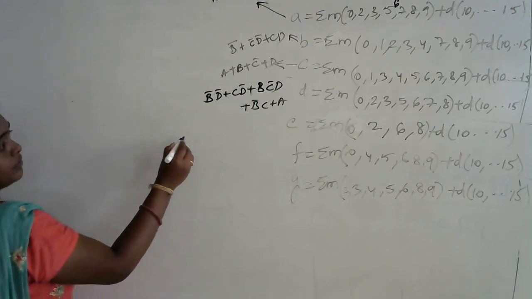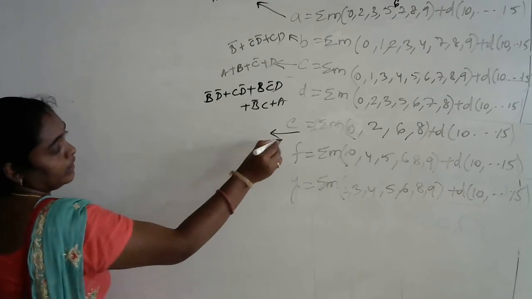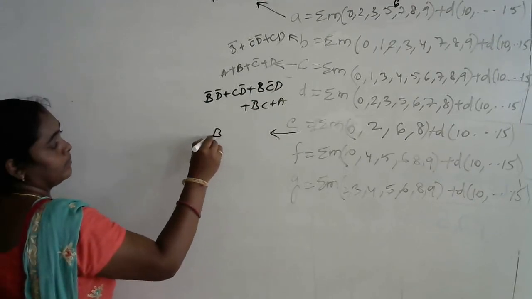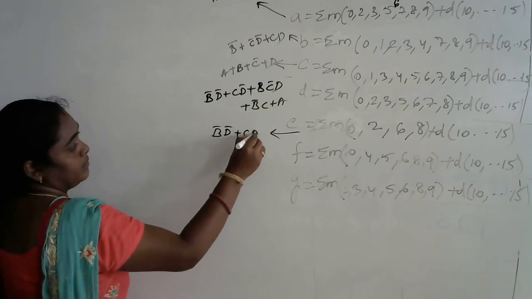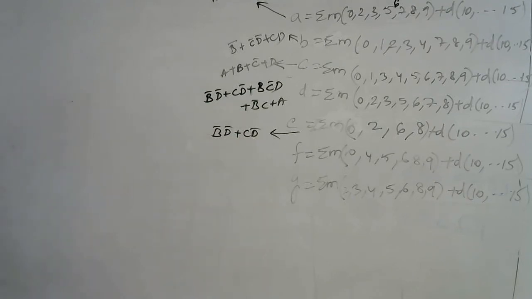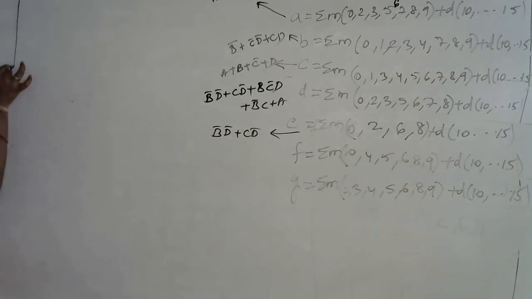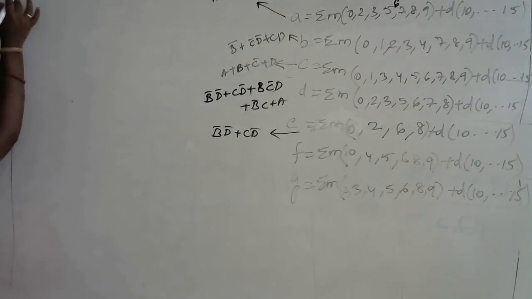Similarly, for E, I will be getting an expression of B bar D bar plus C D bar. Similarly, we will be getting an expression for F and G. And the last step is drawing the circuit diagram. So, I will be showing only for the first three. Similarly, expand these lines and try to draw the remaining.